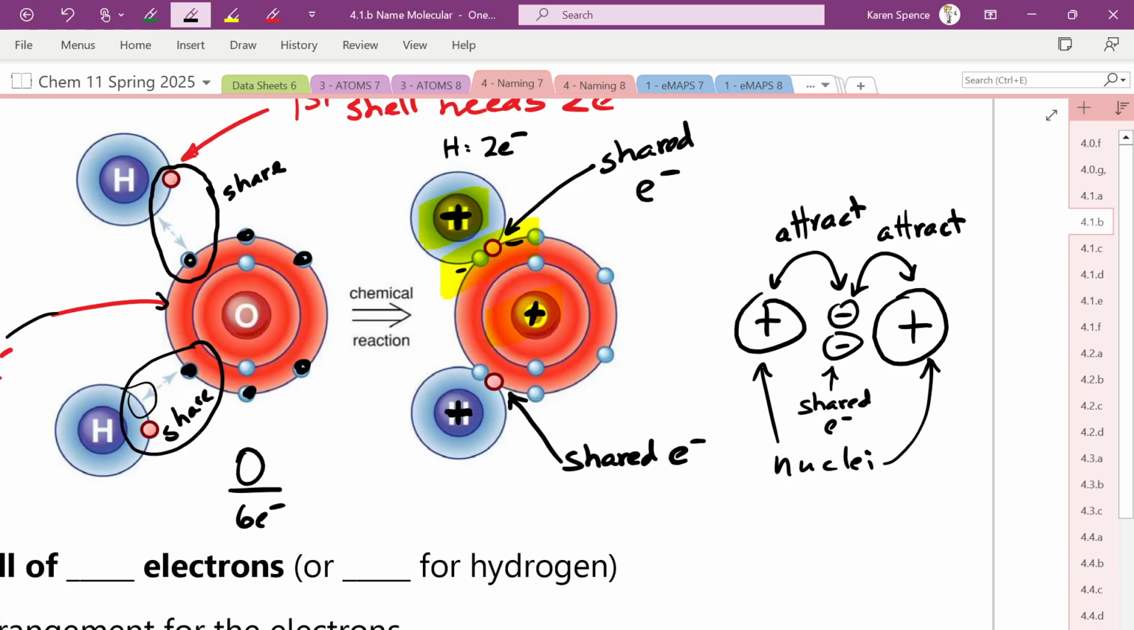Now, hydrogen is still neutral. Oxygen is still neutral. Hydrogen is still neutral. Oxygen is still neutral. Nobody has a charge, okay? Covalent compounds do not have charged ions. They just have neutral atoms sharing electrons.